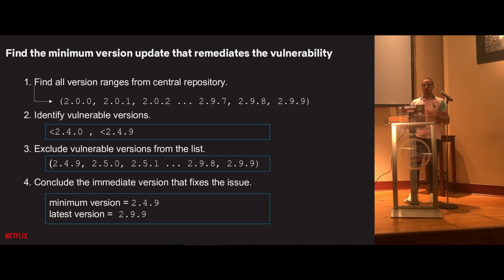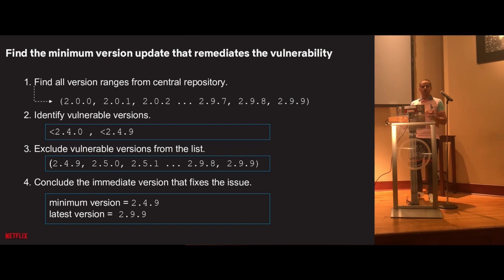So what you do is you first find all the versions from the central repository. For a particular package name, you pull all the versions from the repository. And then you identify the vulnerable versions. Because you already have the vulnerable versions in the feed, you exclude all these vulnerable versions from the full list. And now you have only the good list.